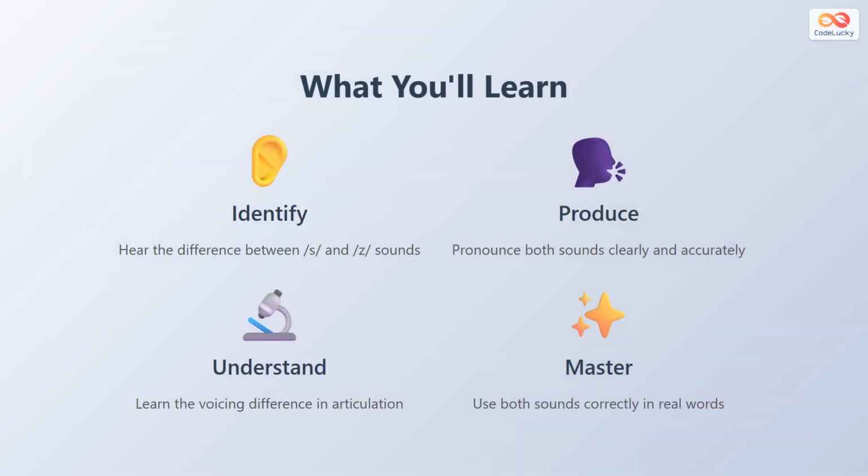In this lesson, we have four main learning goals. First, you'll learn to identify and hear the difference between the S sound and the Z sound when listening to English words and sentences. Second, you'll practice producing both sounds clearly and accurately so that native speakers understand you perfectly. Third, you'll understand the voicing difference in articulation, which is the secret to mastering these sounds. And fourth, you'll master using both sounds correctly in real English words, phrases, and conversation. Let's get started.